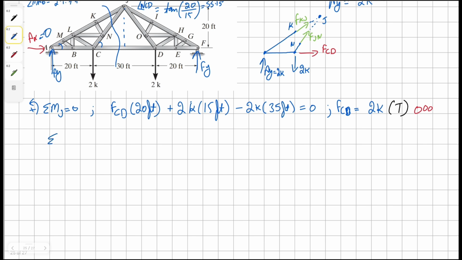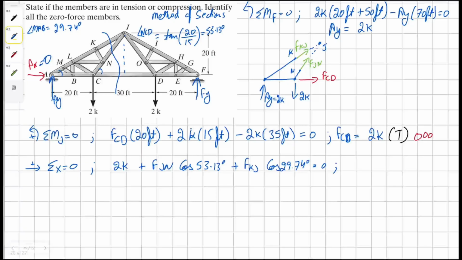Now let's sum the forces in the X direction. We're going to have force CD, which is 2K, horizontal components of JN and KJ, all equals to 0. Let's simplify this equation. We're going to have 0.6 force JN plus 0.868 force KJ equals to negative 2K, and we're going to name this equation 1.